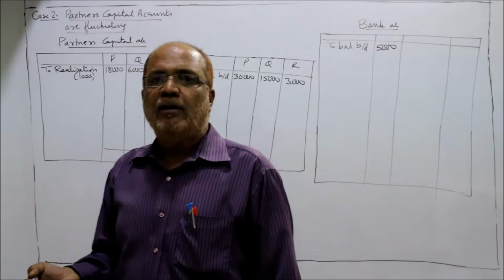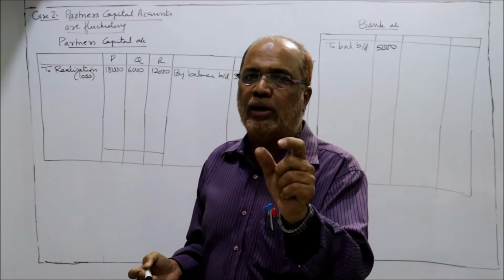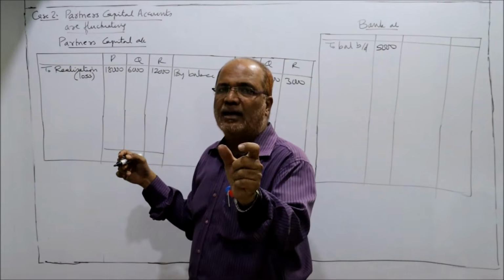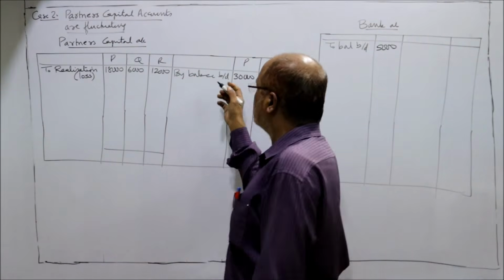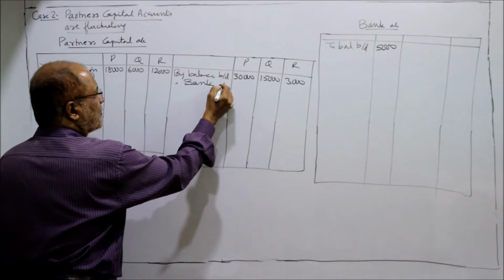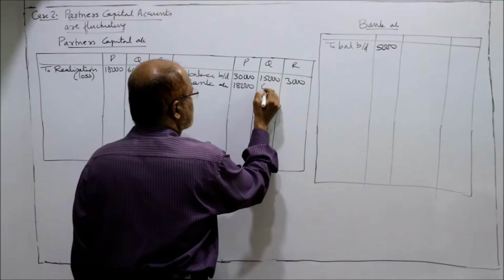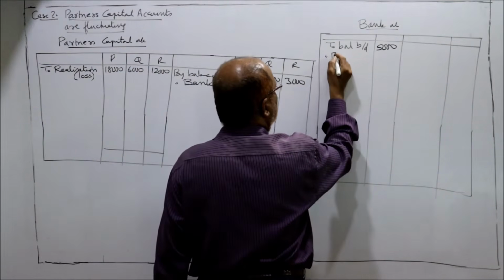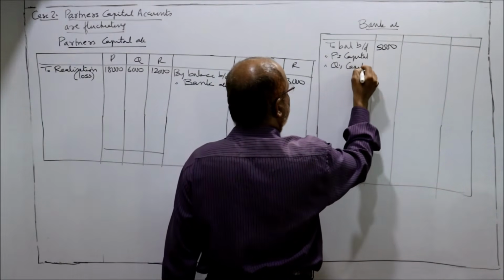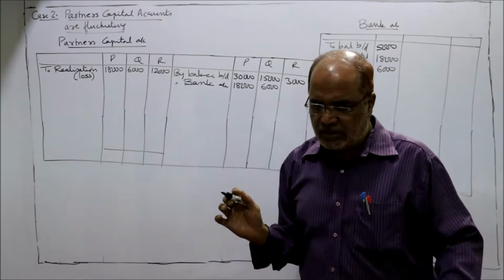Next comes, whenever a partner becomes insolvent, the solvent partner has to bring cash equal to the realization loss. Here R became insolvent, so P and Q are bringing cash. So bank account debit to P's capital, to Q's capital, and credit side by bank. How much cash are they bringing? 18,000, and here they will bring 6,000. So bank account debit side to P's capital, to Q's capital, 18,000, 6,000. So that entry is over.